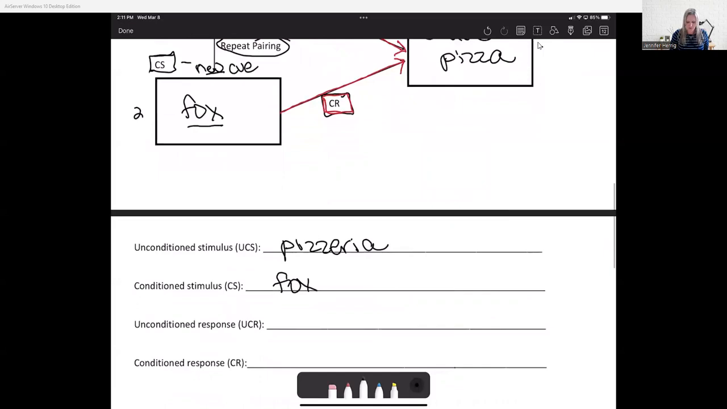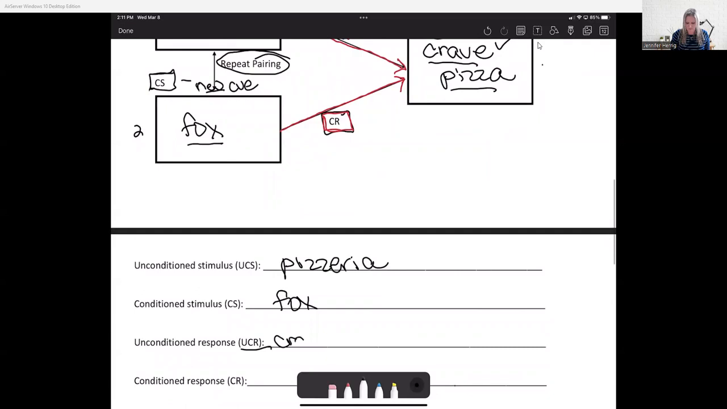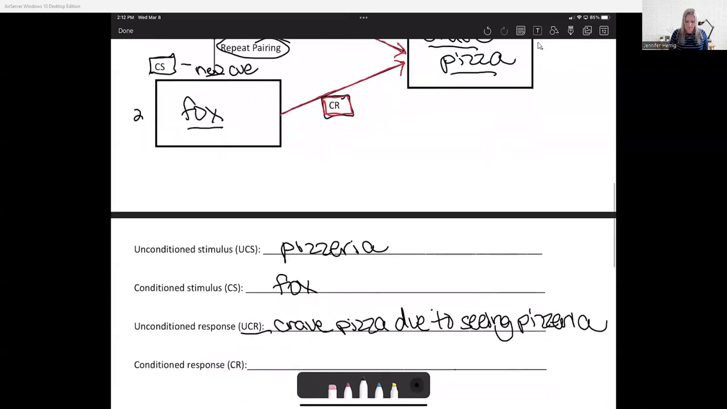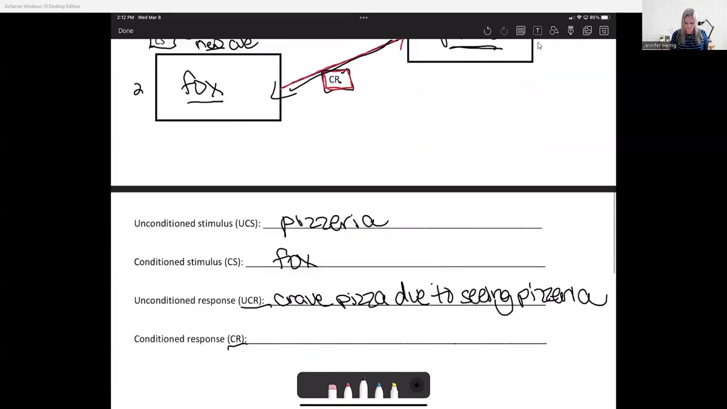Our unconditioned response, our UCR, is what was occurring first, right? That was craving pizza because we saw a pizzeria. So we can write: crave pizza due to seeing the pizzeria. All right, so it's our response due to the stimulus that caused it. And then for our conditioned response, our CR, we can go back up here and we can say craving pizza due to seeing the fox.